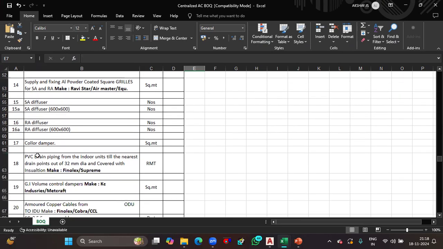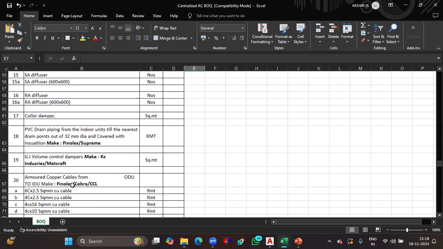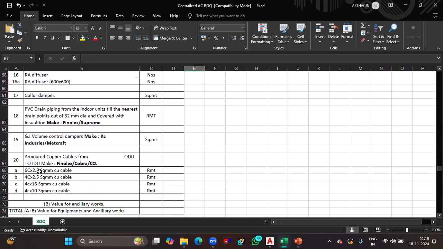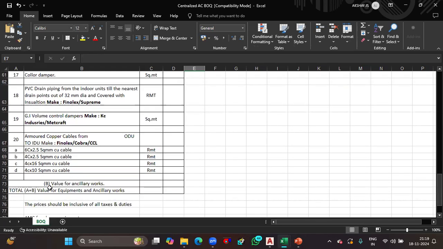And then down the line, collar dampers and other fittings, like you can see GI volume control dampers, PVC drain pipe connection, copper piping, sorry, not copper cables, for electrical connection. You can see this now: 6 core, 2.5 square millimeter copper cable, and 4 core. These are different aspects, which is nothing but the connection in between the ODU to IDU. That's it. And eventually the other cost aspect for ancillary works, which are the auxiliary works.